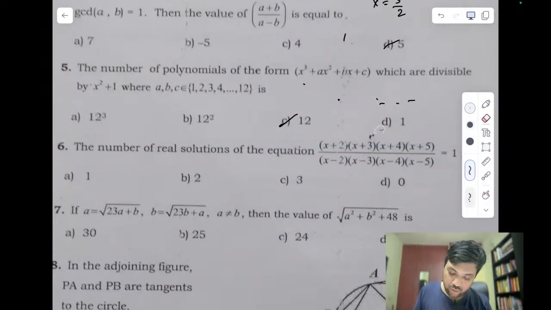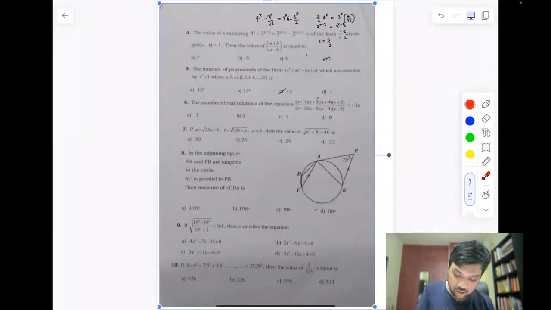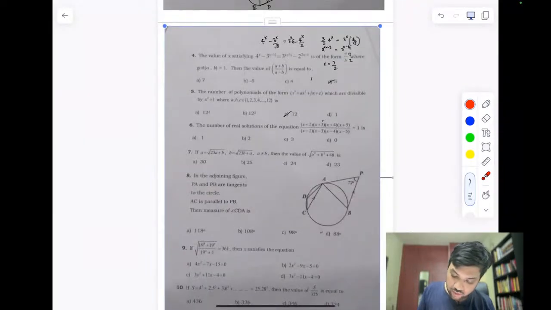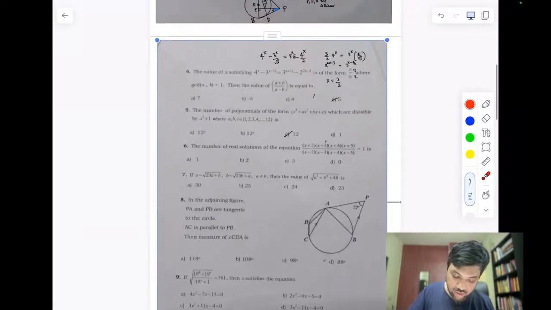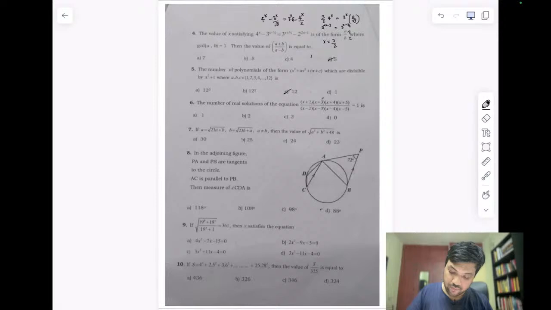Okay, so this is the usual factor theorem question. Whenever you say divisibility, you know that this is a factor, so all the roots of x square plus 1 must also be roots of x cube plus ax square plus bx plus c.